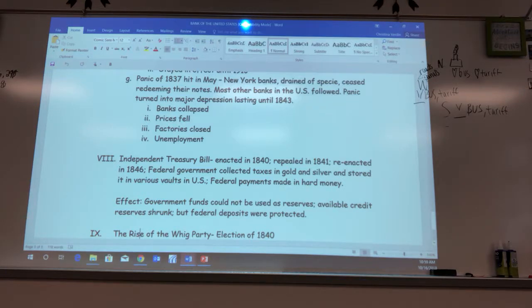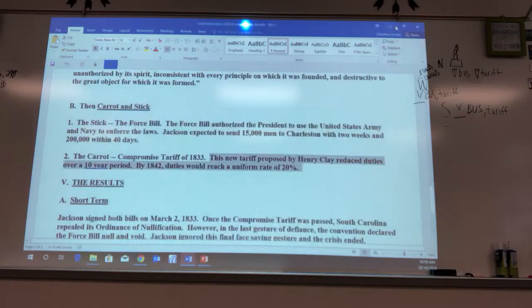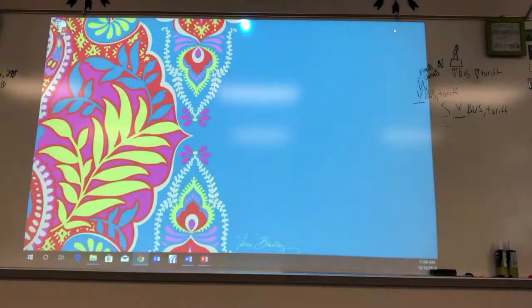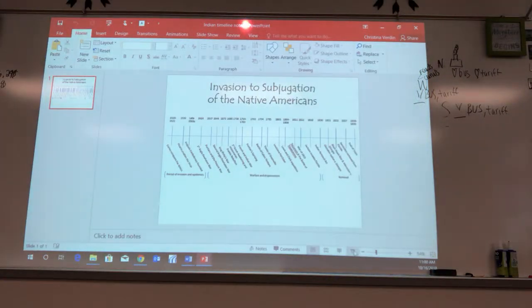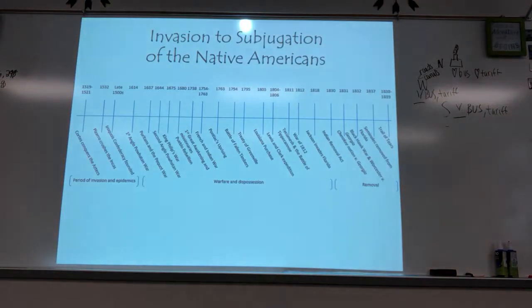How do we feel about the bank? I've just made you depressed about money, right? But what did Jackson do to cause this panic? He removed the money out of where? The bank. He put the money where? Pet banks. What did the pet banks loan out on? Land and internal improvements. Did they ever get that money back? For banks to get money back, what do they have to call in? Loans. Okay, what we're going to look at next is this timeline.